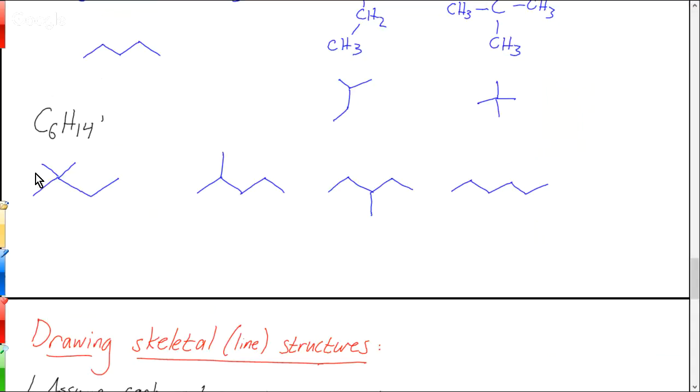So then we go to the 4 carbons and 2 extra ones. So we can put them like that on the same carbon. How else could we arrange that? Are there any other structures that have 4 carbons and then 2 more individual groups that get stuck on somewhere that would be different from that one? Anyone?